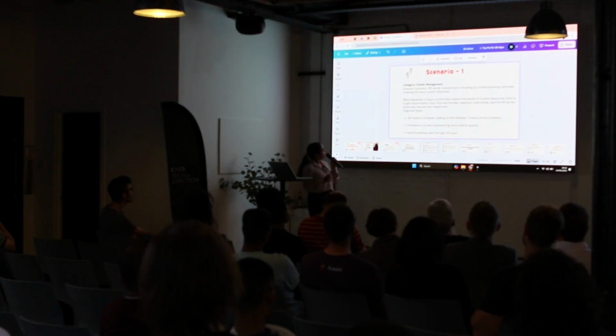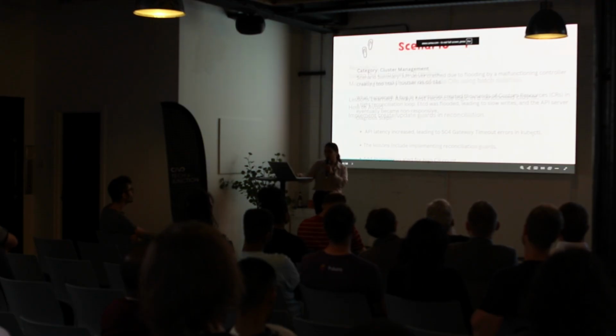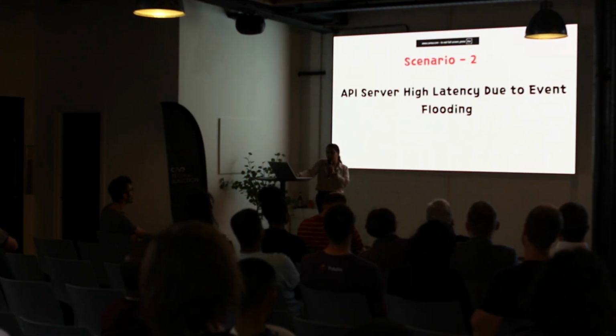I think I can give some demo in the next one. So this is just a similar scenario which I am going to talk about. This is one scenario, exactly the same thing we are talking about in the next one, that is API server high latency due to event flooding.